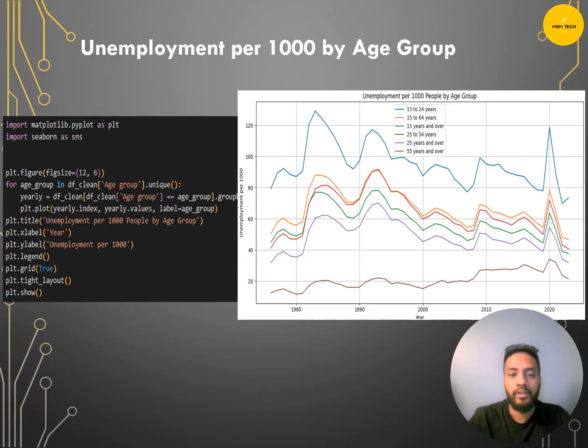This chart gives the unemployment per 1,000 people by age group. I grouped the data by age and year, and then I created a line chart to compare how each group was affected over time. This line chart shows how employment per 1,000 people changed over time for each age group. Youth unemployment was the highest and most unstable. People aged 25 to 54 had the lowest and most stable rates.